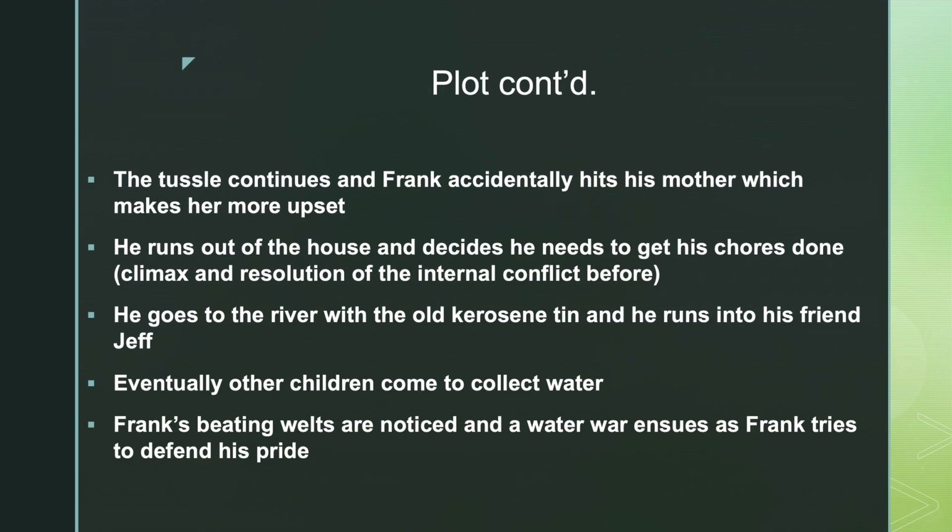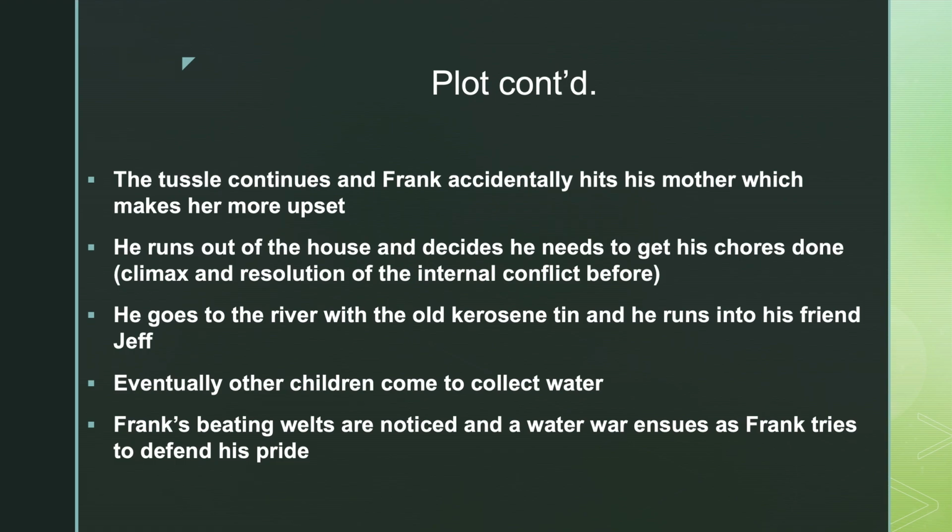The beating that he got earlier in the chapter, we see where he spoke about the fact that he felt that, at the age that he is, he's the only child in the community that's being beaten by his mother, and his friends at school would often make fun of him. So of course this is a sore point for him. So when he's collecting the water and the marks left from the strap are noticed, it creates another problem.